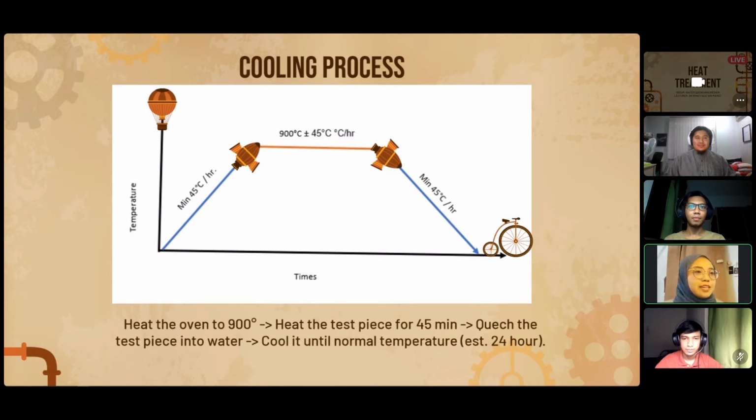Cooling process: heat the oven to 900 degrees. Heat the test piece for 45 minutes. Transfer the test piece into water. Cool it until normal temperature, estimated 24 hours.